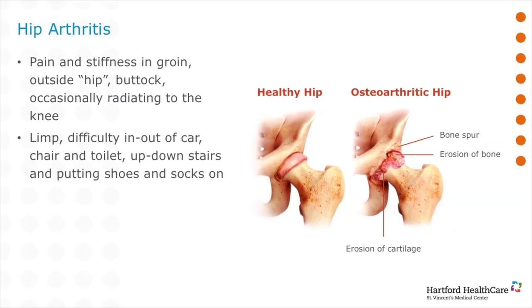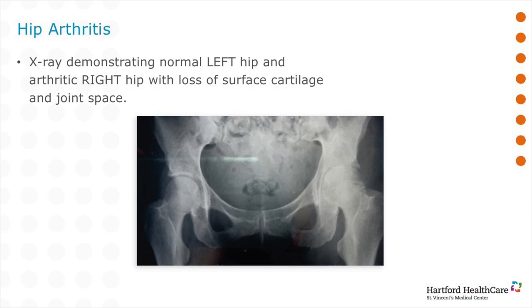Hip arthritis is similar to the knee. There is erosion of the joint surfaces and the development of bone spurs, as illustrated by the slide on the right. The patient can experience similar symptoms as with the knee, but located in the groin, on the outside of the hip, the buttock, and even radiating down to the knee. The X-ray below shows a normal hip joint on the left with a normal joint space, and the arthritic process on the right with loss of joint space and bone spurs.